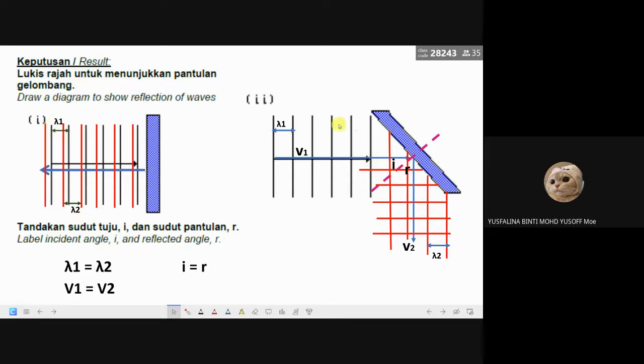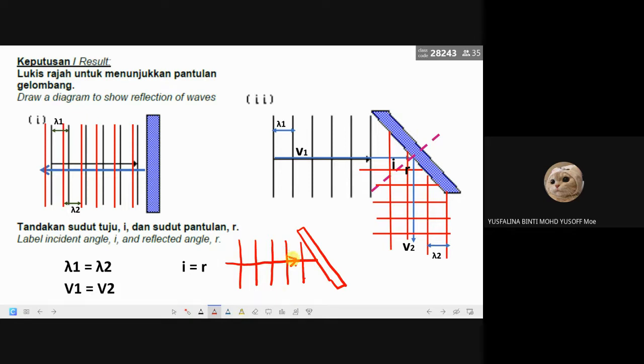Okay, and number two, you can see now the plane is inclined like this. It's not in a straight line. So this is the direction of propagation. Again, it comes from the left to the right, and then it hits the reflector. This is the normal line. So I draw for you. This is the reflector, and this is the wavelength, and this is the direction of propagation.